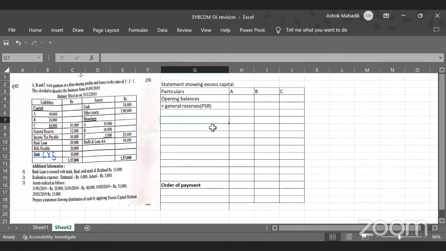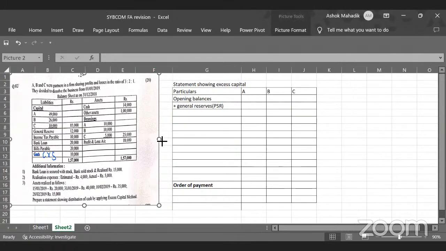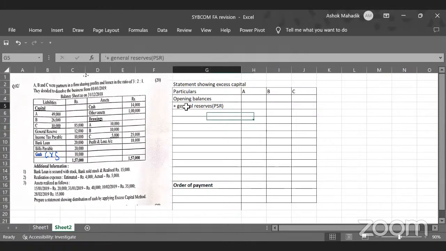So step 1 I told you. First of all, you have to write the opening balances here. Okay. Partners' names are same. Opening balances 49,000, 26,000, and 10,000. Clear? Now we are given drawings.